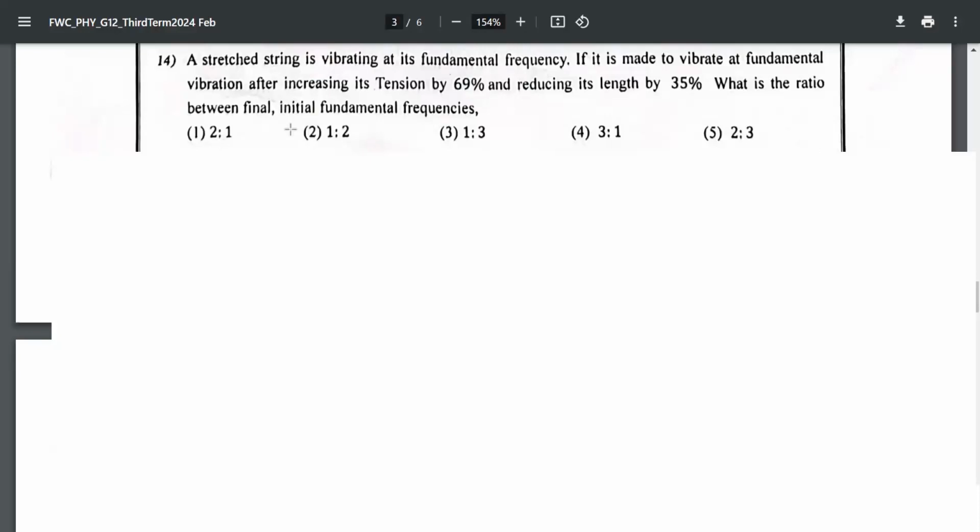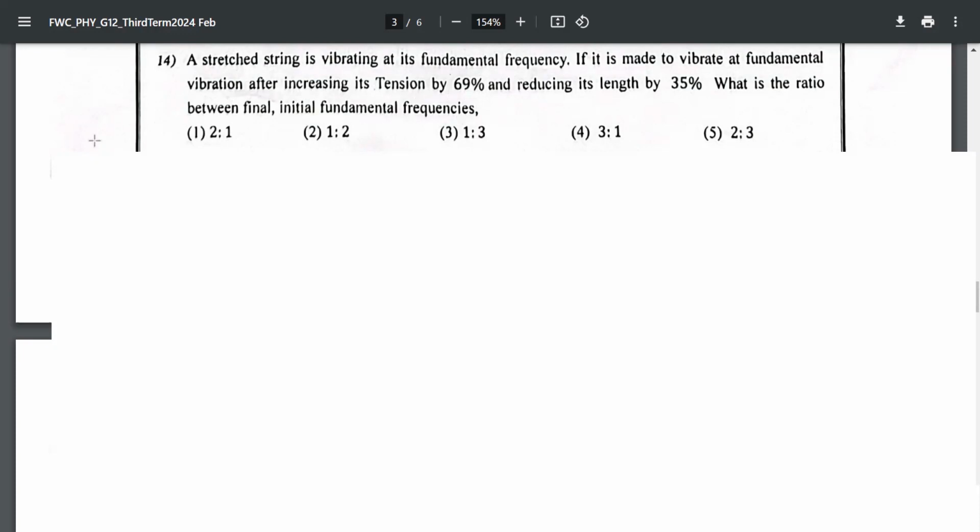Okay. Question number 14 is about strings, stretched strings. A stretched string is vibrating at its fundamental frequency. If it is made to vibrate at fundamental vibration after increasing its tension by 69% and reducing its length by 35%, what is the ratio between the final and initial fundamental frequencies? Right. This should not be difficult.